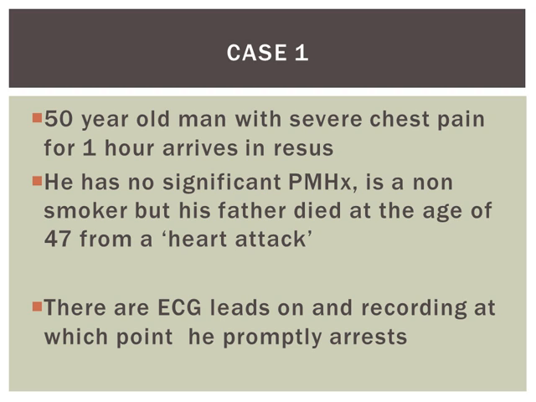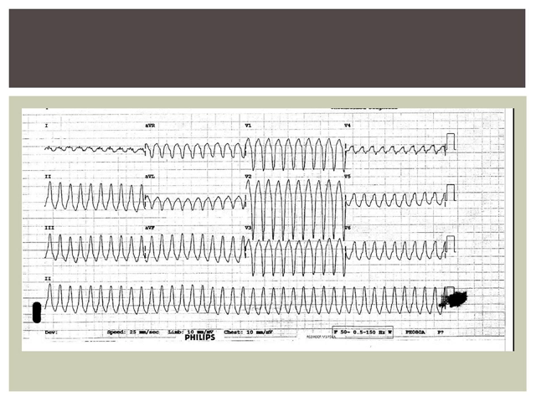So case 1: a 50-year-old man comes in with severe chest pain in the resus bay, no significant past medical history. He's not a smoker, but he said that his father died at the age of 47 from a heart attack. There are ECG leads on and recording, at which point he promptly arrests. And this is the ECG that prints out.